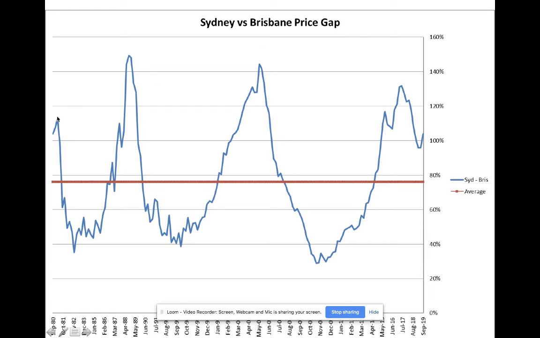Now, you can see here, this is the Sydney versus Brisbane price gap. You can see here, this is the gap between Sydney and Brisbane at this point in time, back in 1980. And you can see here that the gap is about 110%, meaning that the gap between Sydney and Brisbane is really, really big. But then look what happens in a very short space of time. In only 2 or 3 years, the price gap between Sydney and Brisbane shrunk. It shrunk because Brisbane caught up.